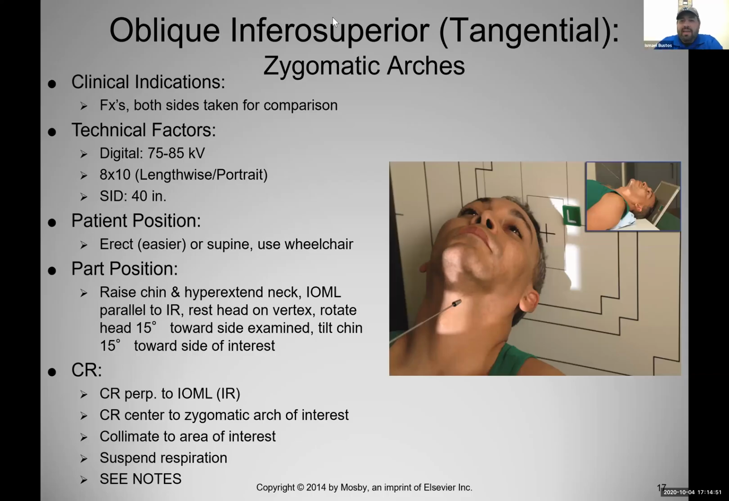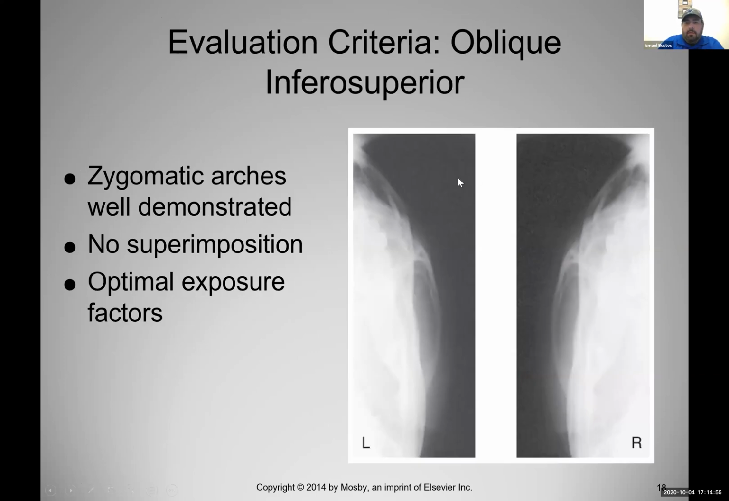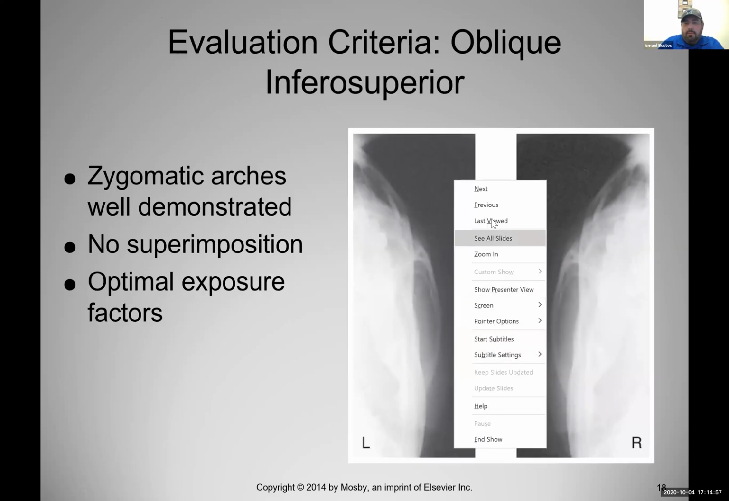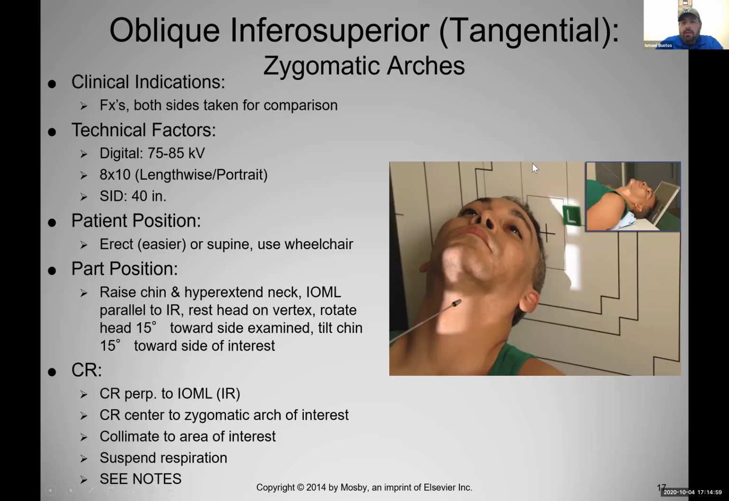So if you look at this guy here, he rotated that way, and then his chin also tilted that way. Okay, so he rotated and tilted towards the side of interest. And we're going to see this zygomatic arch, and you can kind of see the outline of it there, right, is what we want to see. Okay.